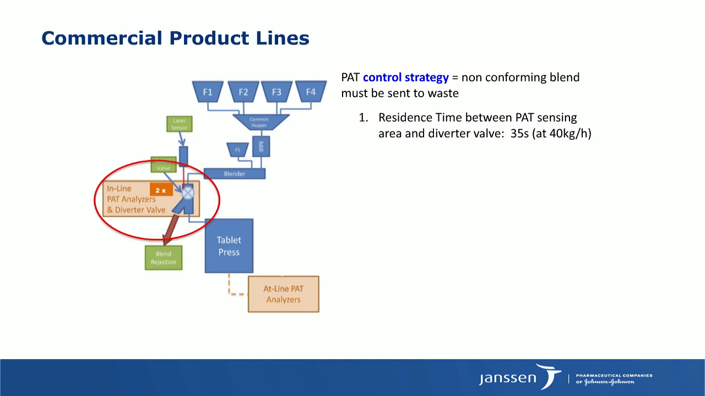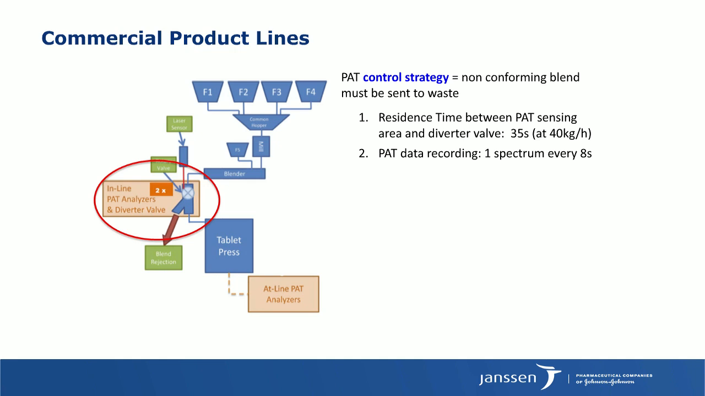First, we have to do experiments. We have to know the time between when we measure the product and when the product reaches the diverter valve. In this particular example, where we produce at 40 kg per hour, we have a 35 second difference between the PAT measurement and the time at the diverter valve.